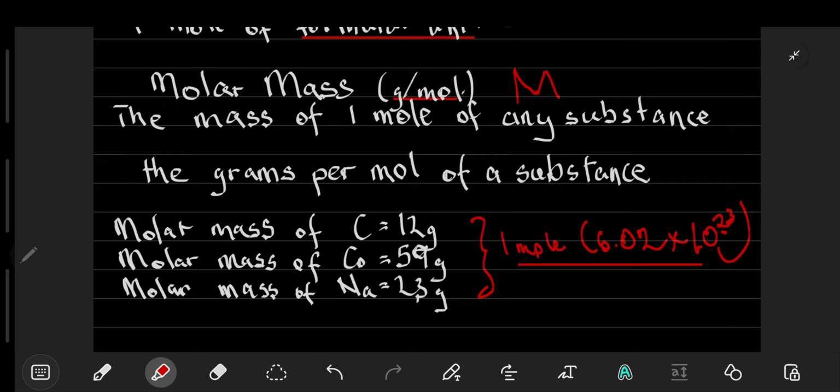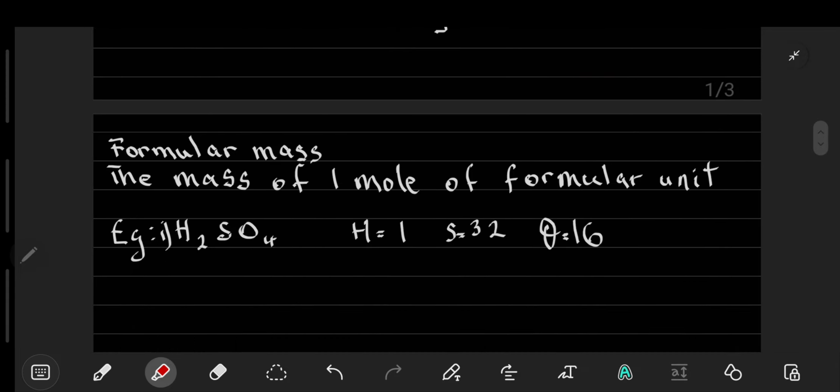So you can check the mass of all other elements on the periodic table. Okay, do your best and familiarize yourself with them. You are not supposed to memorize them, okay? But at least if you know a few of them, it's quite good. Now let's move on to formula mass.